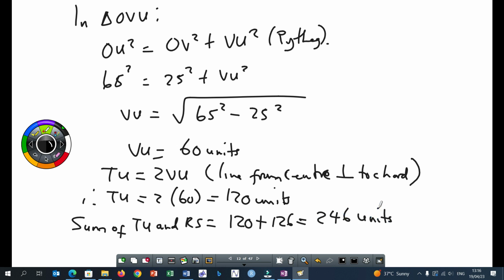Okay, and then you are done. It will be more than 5 marks, obviously. It's quite long.